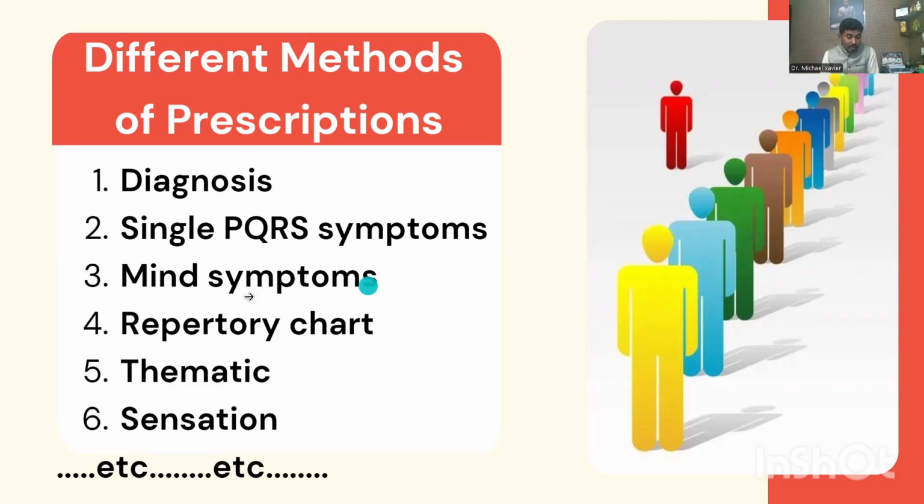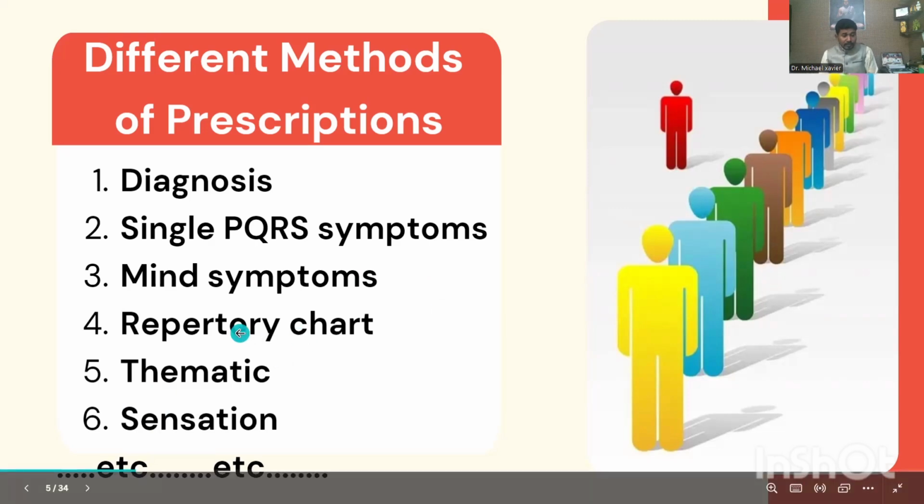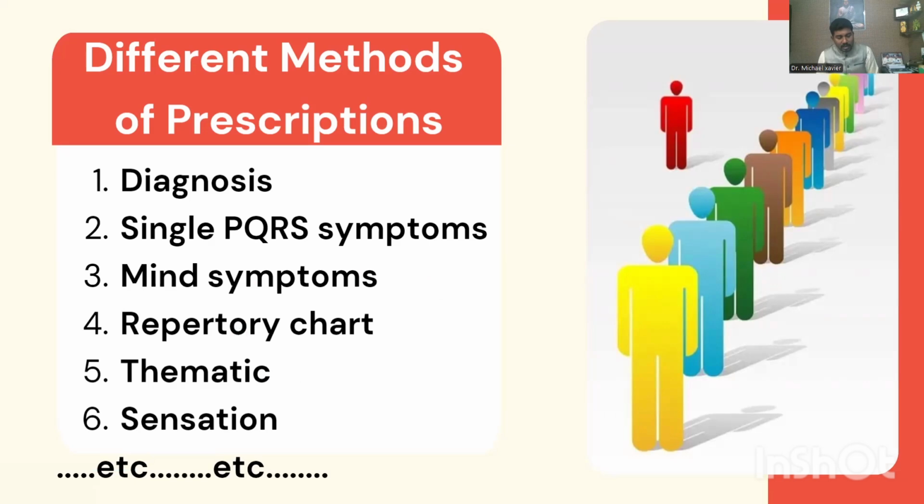And maybe a third level, the mind symptom. I'm seeing only the mind symptoms and mental generals of the patient, and with that I'm prescribing. I am able to understand the person or personality with the mental generals. I can tell, okay, this is this remedy, and I'm prescribing. Or I am depending on the repertory chart, or repertorization. Or I'm following a thematic way.